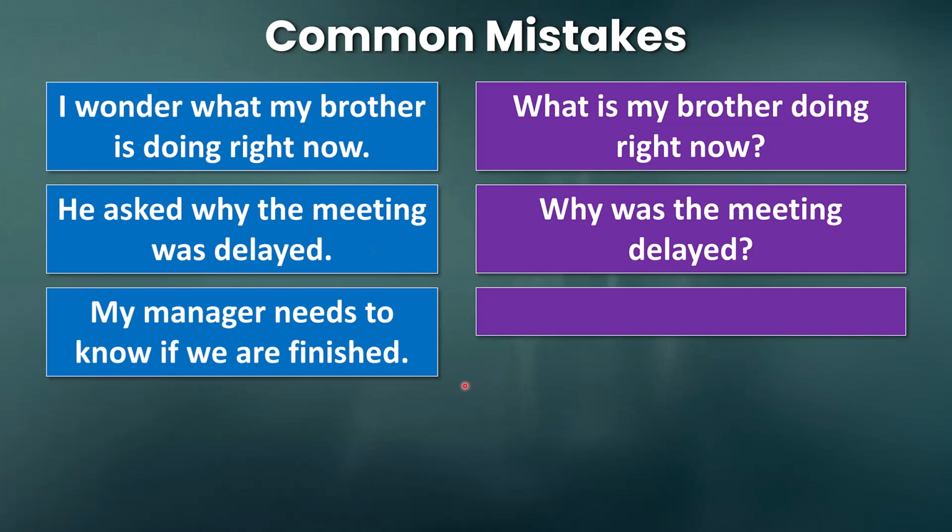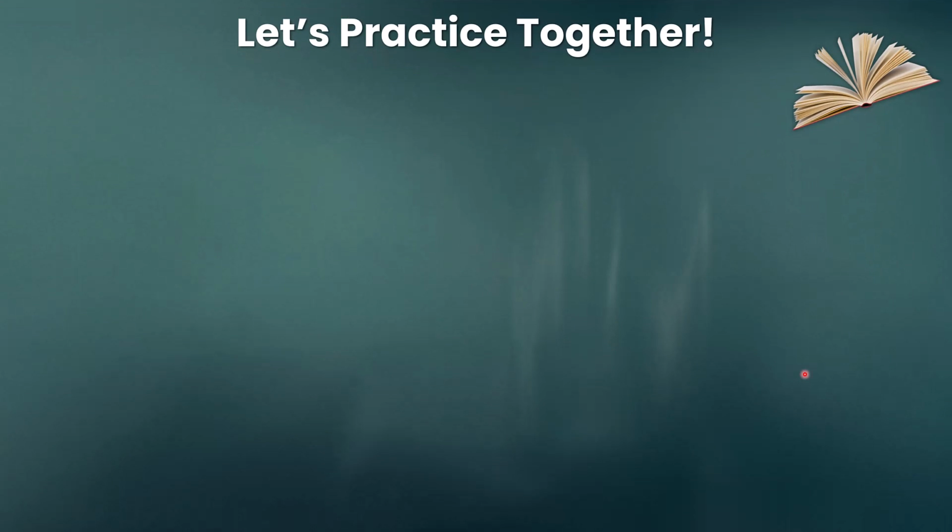Here's another example. My manager needs to know if we are finished. Again, this is a declarative sentence stating information instead of asking. Are we finished? This would be a question and end with a question mark. So this is something just to keep in mind when determining if a sentence is declarative or interrogative.